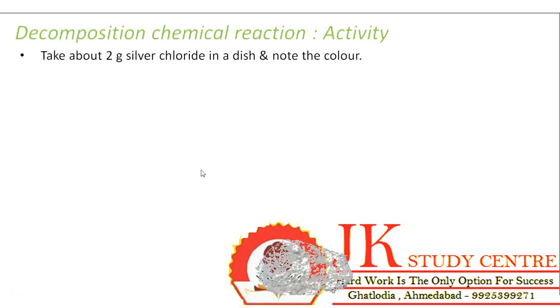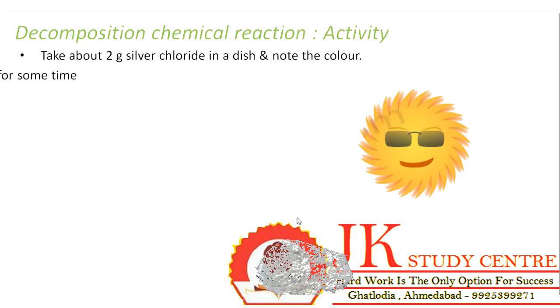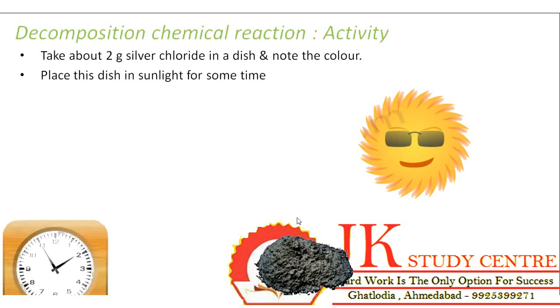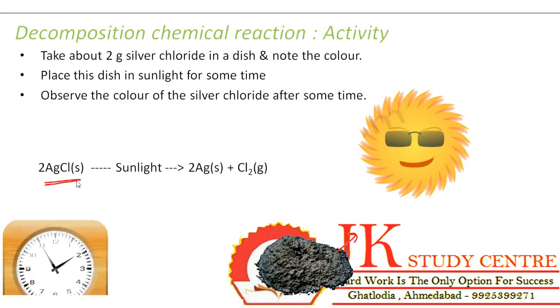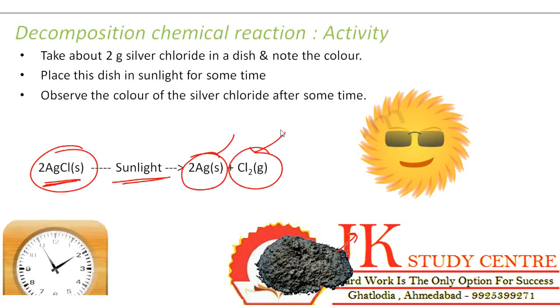We'll take one more activity. We take 2 grams of silver chloride. This is silver chloride, and we'll note the color. We'll put this in the sun for some time. We'll have a stopwatch, maybe after 1 hour we see that the color changes. It was white, it became gray, right? Why did the color change? Earlier it was AgCl, silver chloride. In sunlight, this broke into silver and chlorine. This is the silver now, and we got chlorine gas. The gas evaporated. So this compound broke into two smaller compounds, and this is also an example of decomposition.